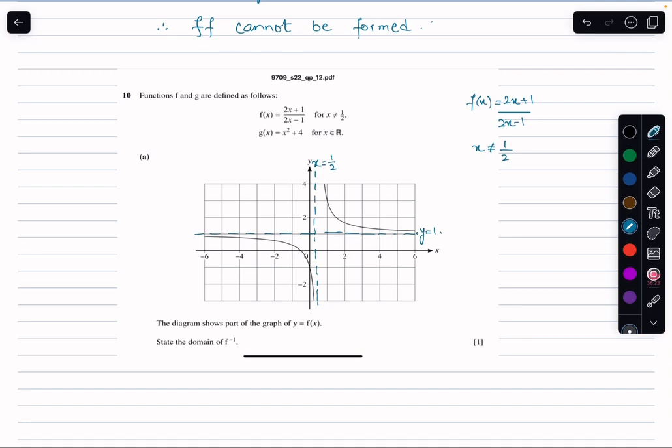So if they are asking us for the domain of f inverse, I know that the range is from 1 up till positive infinity and from 1 going towards negative infinity also. So for the domain of the inverse function, we know that the values get flipped, and here it's becoming asymptotic towards the line x equals 1. Therefore, for f inverse, I'm just flipping the domain.